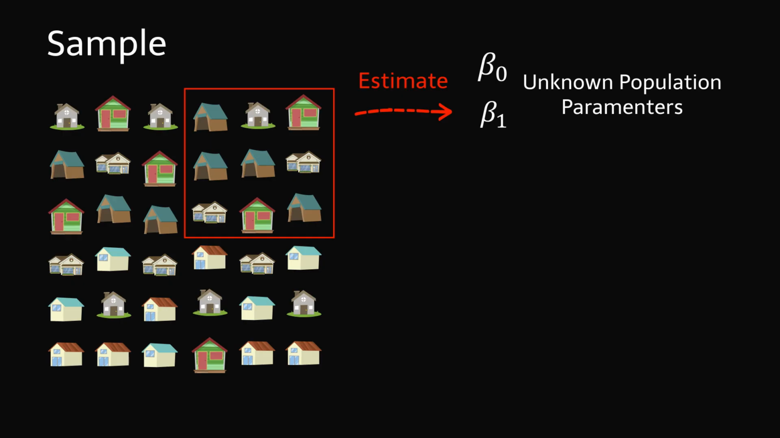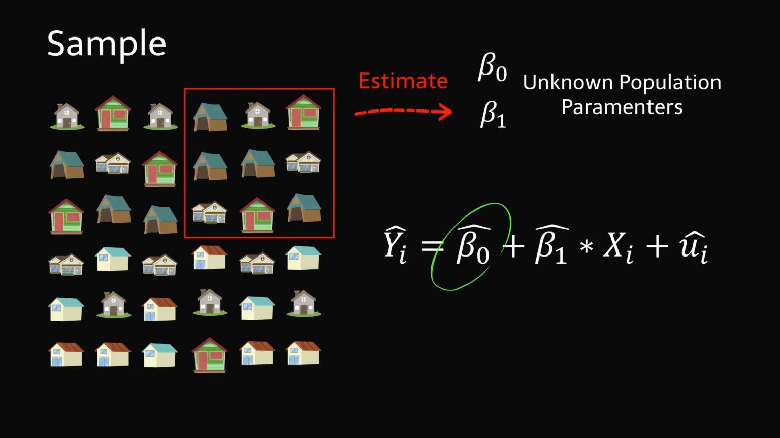Using our sample data, we write the estimated regression equation as y hat i equals beta hat 0 plus beta hat 1 times xi plus u hat i. The hats indicate that these are estimates, not the true population parameters. Here is what each term means. Beta hat 0 is the estimated intercept, our estimate of the population parameter, beta 0. Similarly, beta hat 1 is the estimated slope, our estimate of the population parameter, beta 1.